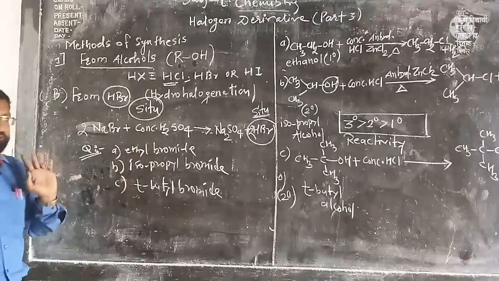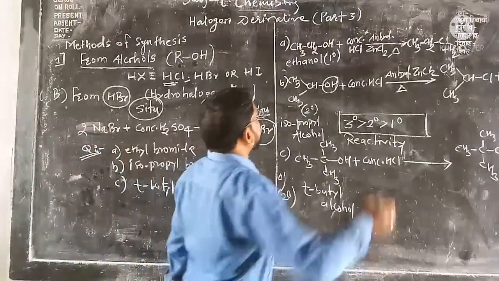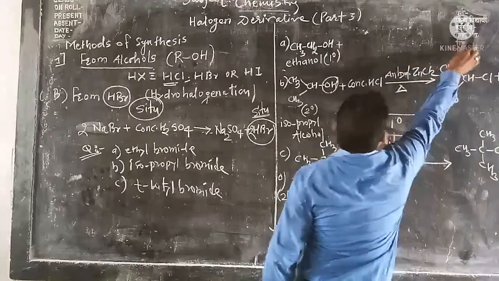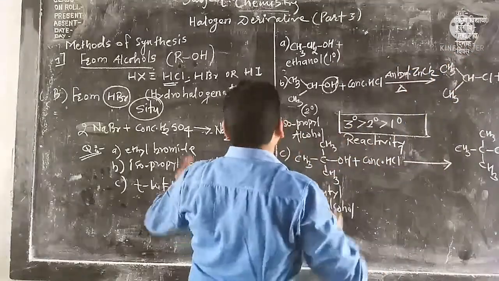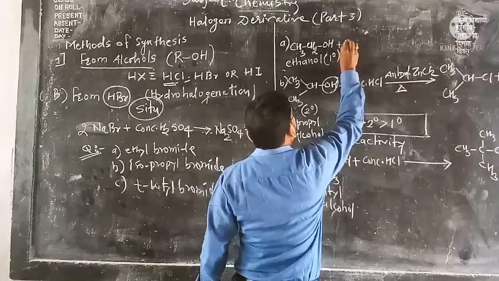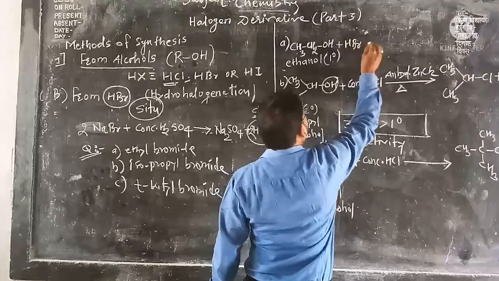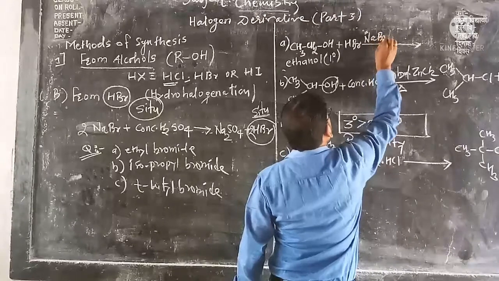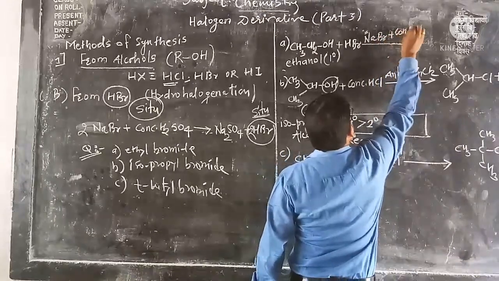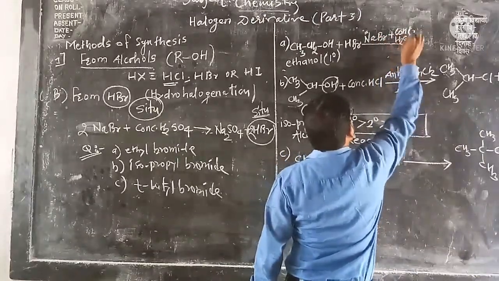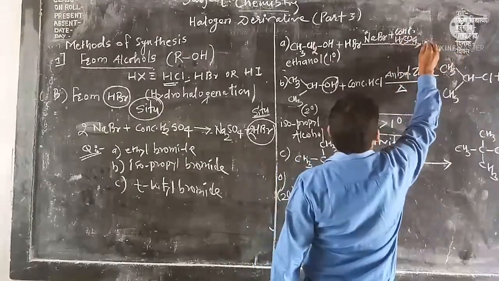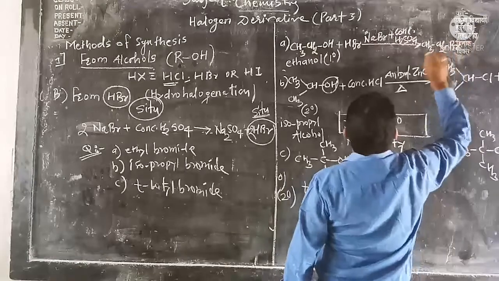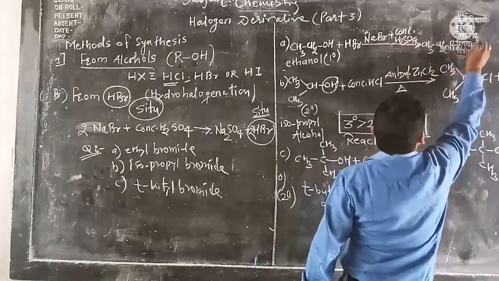One reaction I will go through. See here how it will happen. I am solving one reaction for you. See here how ethyl bromide forms. Therefore it will be HBr. On the arrow you have to write NaBr plus conc. H2SO4. You will find here CH3CH2Br plus H2O.